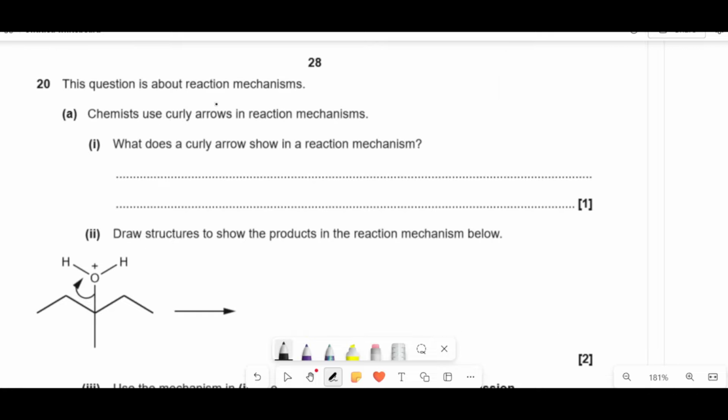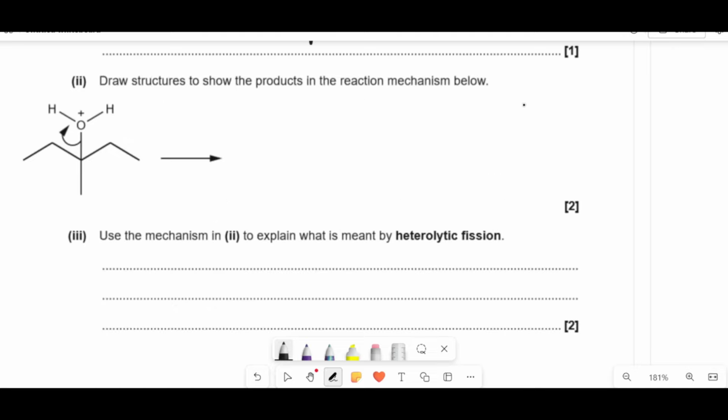So this question is about reaction mechanisms. Chemists use curly arrows in reaction mechanisms. What is the curly arrow showing? It is the movement of an electron pair. Movement of electron pair. There you go. Draw structures to show the products in the reaction of this mechanism below. The style of this question is that they will give you an unfamiliar mechanism and then tell you to do something with it, and that's why you can't just sit and memorize things, right?